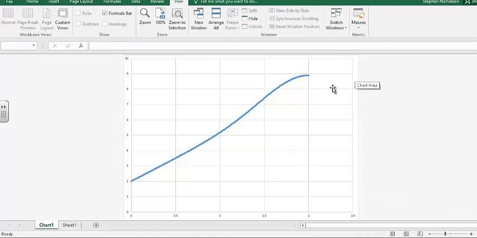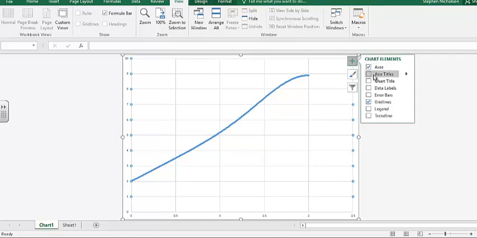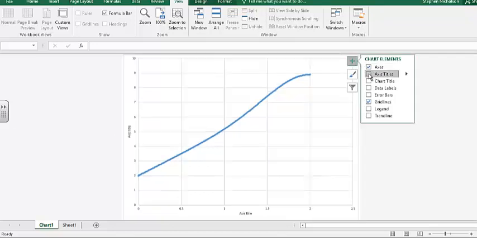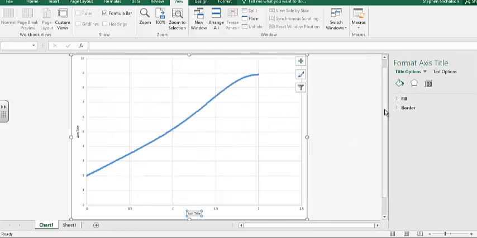Okay, so what you do is you click on the graph, and you'll see this little plus sign on the right. So I want axis titles, and then you can click on them, and let's see if there's more options here. I think you got to click in the title area, so we'll go down here to the x-axis, and we'll click in there, and now we should be able to put it.